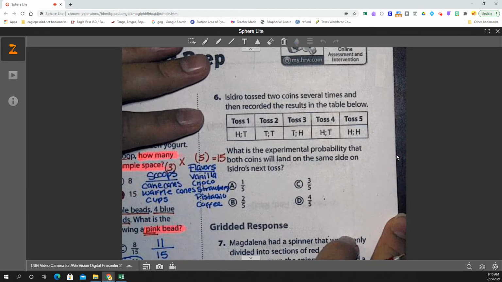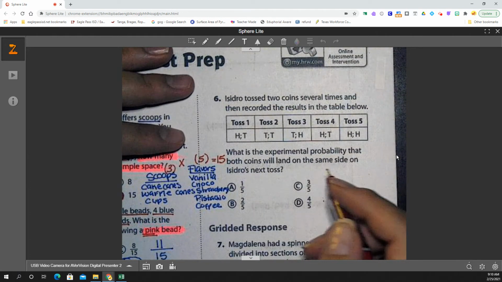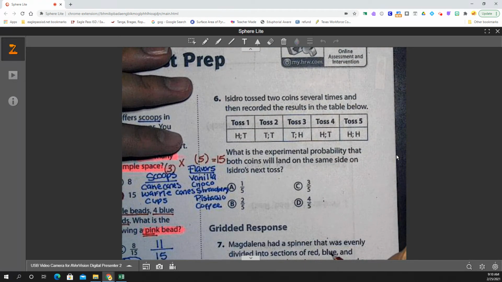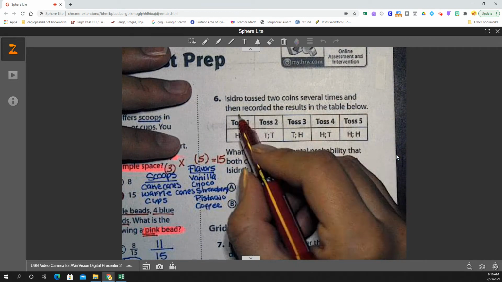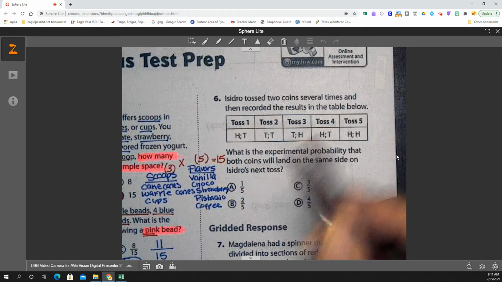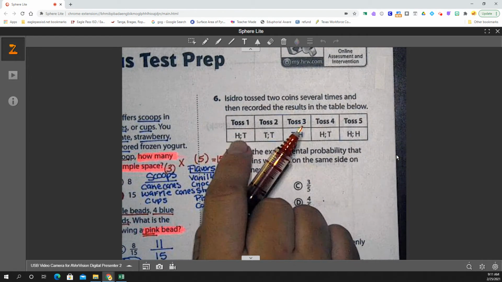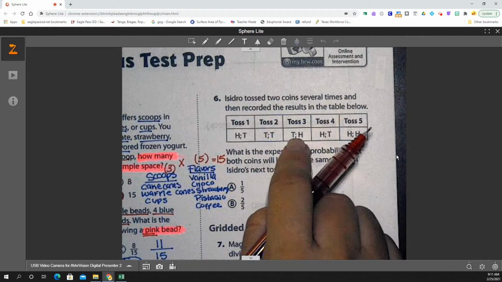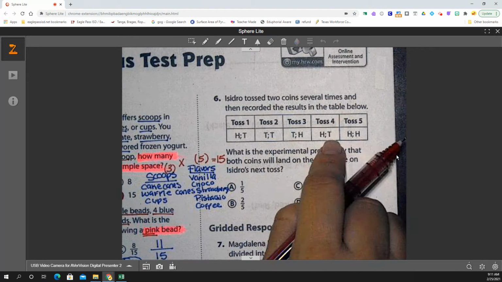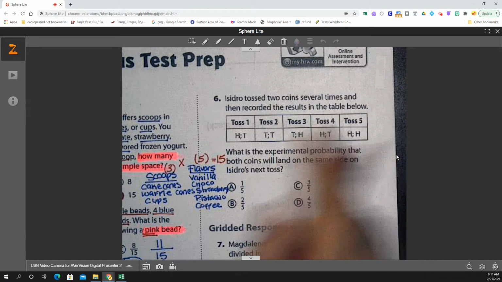Number 6. Go ahead and read number 6 and answer number 6. Now that you've read number 6 and answered number 6, let's go ahead and go over it. Isidro tossed 2 coins several times and then recorded the results in the table. So Isidro has 2 coins and he's tossing them. The first time he got heads and tails. Second time he got tails. Third time, tails and heads. Fourth time, heads and tails. Fifth time, heads and heads.